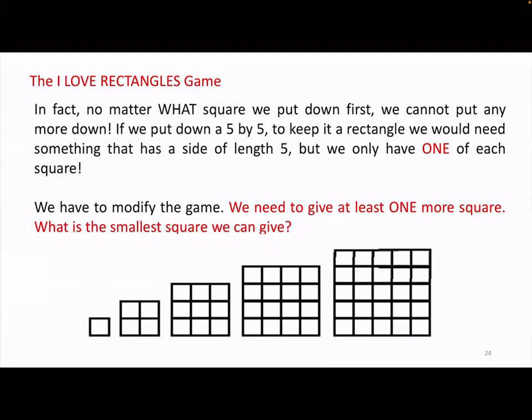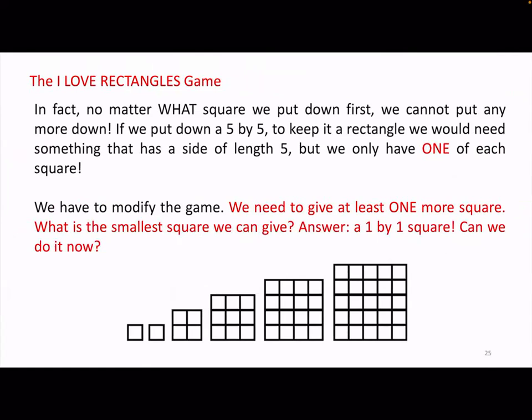What is the cheapest additional tile I could make? A 1x1. And I will go for that because that's the cheapest thing possible. So I will give you an extra 1x1. Can you beat me now? By the way, the $20 is no longer on the table. Can you beat me now? And if so, how would you beat me?